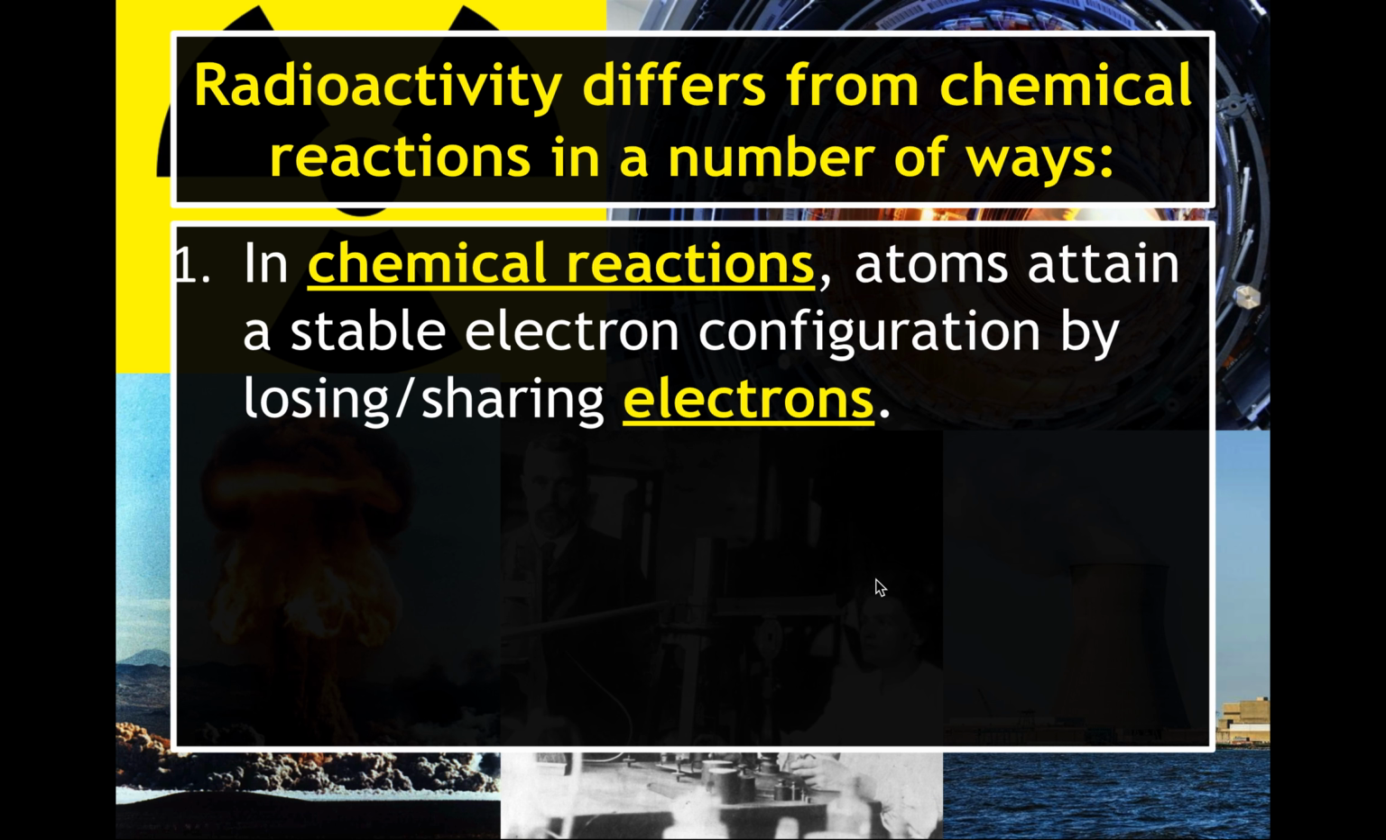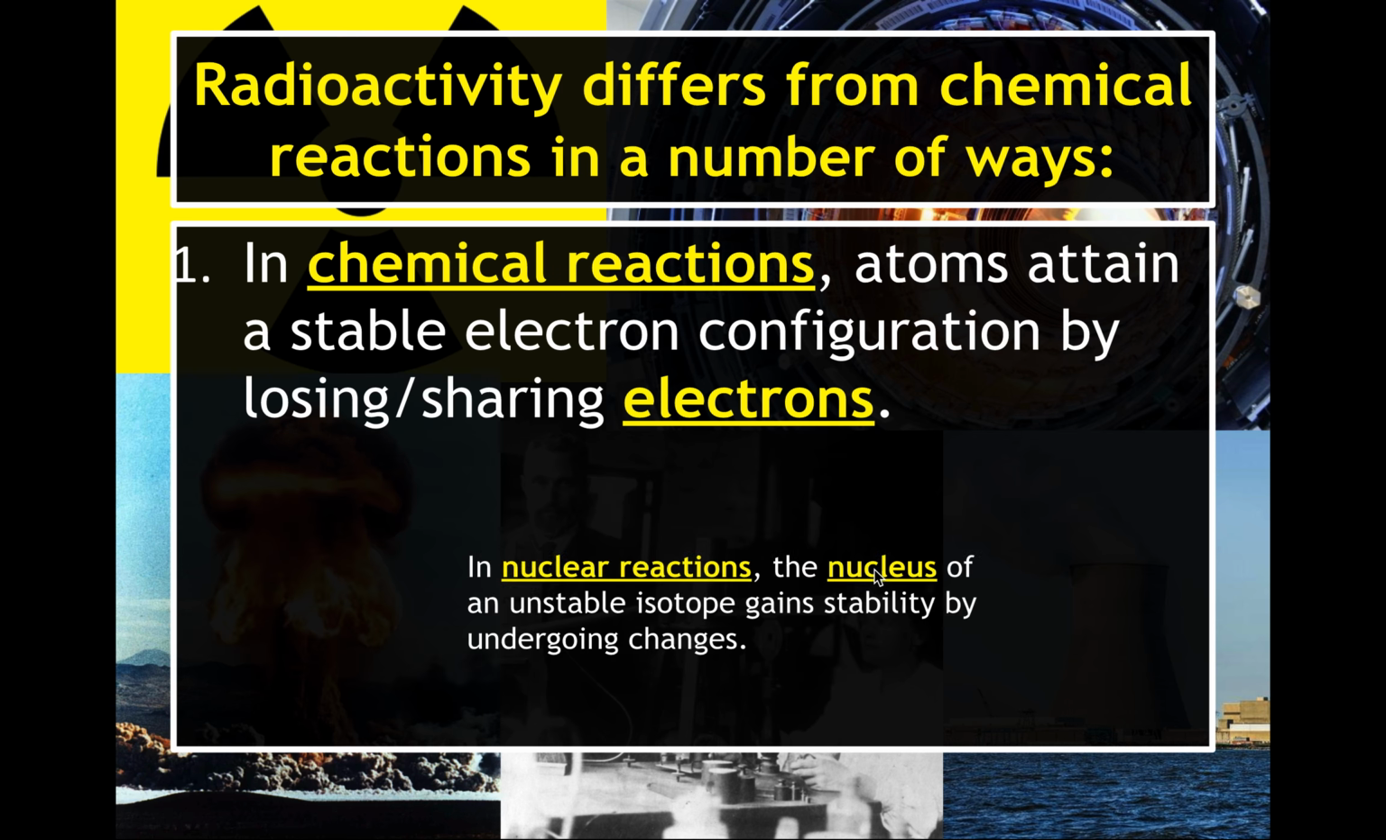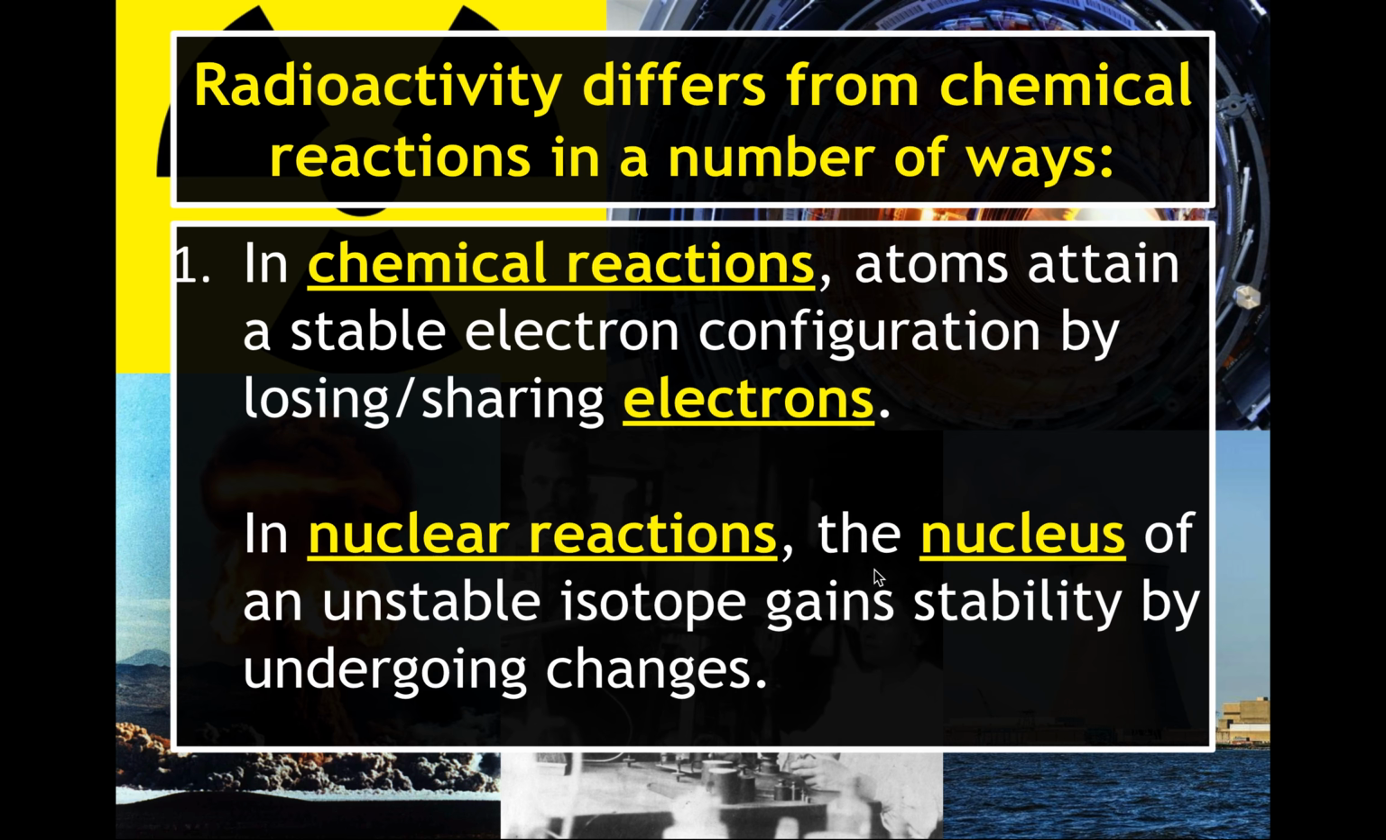In a chemical reaction, atoms attain stable electron configurations by losing or sharing electrons. In a nuclear reaction, the nucleus of the unstable isotope gains stability by undergoing changes. So in chemical reactions, the only thing that's changing is electrons, either being lost or shared. And in nuclear reactions, what is being changed is the nucleus of the atom.